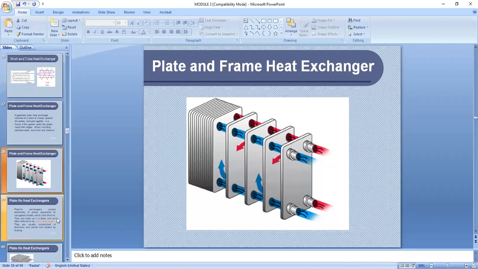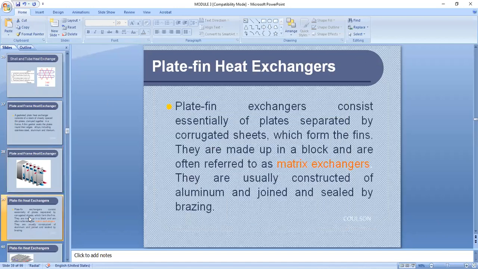Next, comparable to the plate and frame heat exchanger, is the plate fin heat exchanger. This consists essentially of plates. We still have the plates, but these plates this time are separated by corrugated sheets, which form the fins. They are made up in a block and are often referred to as matrix exchangers. They are usually constructed of aluminum and joined and sealed by brazing.